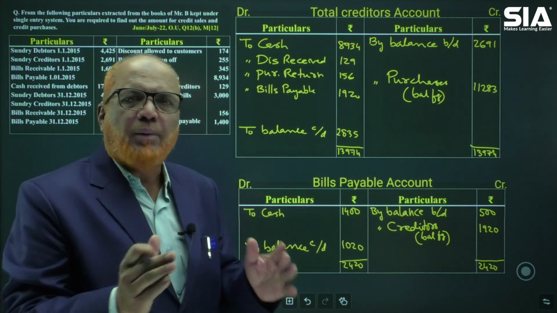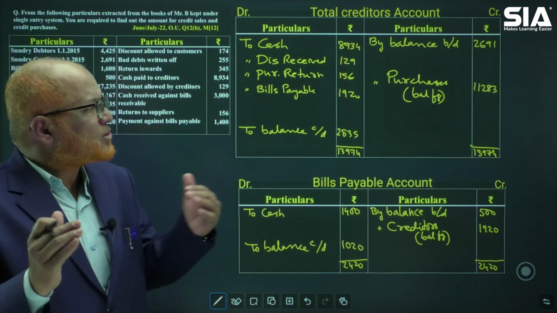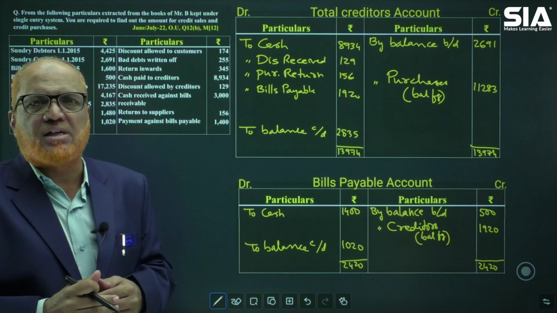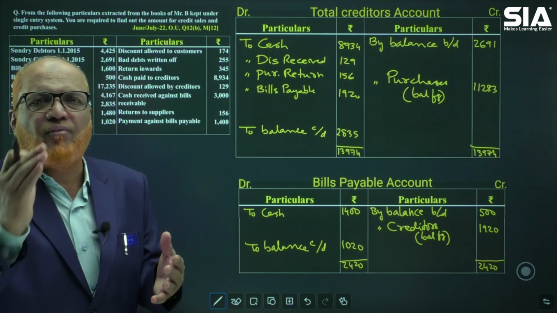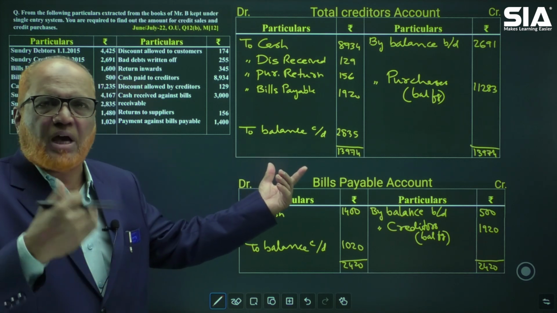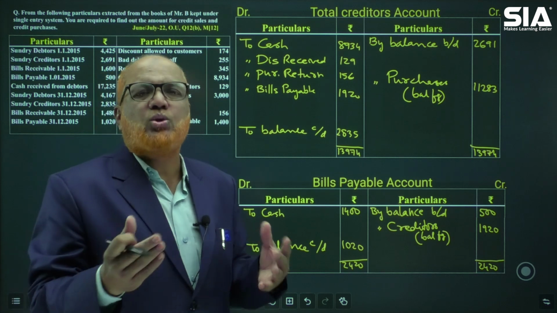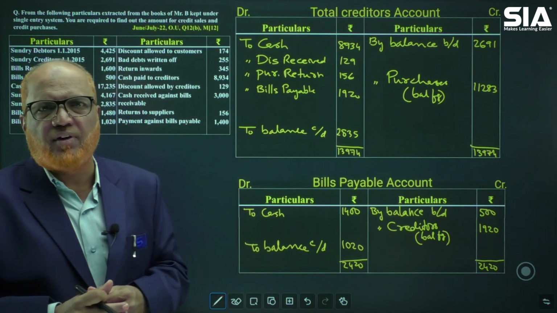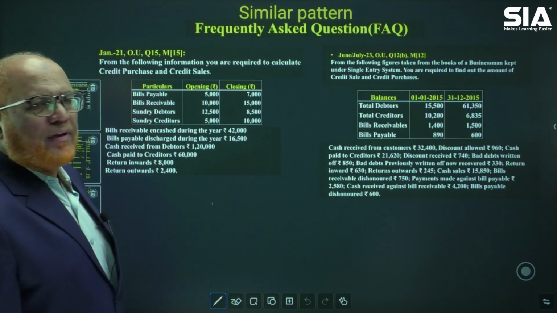But similar type of problems I'm going to explain here, which were asked in previous examinations. You can practice by following the same explanation which I have given just now. I'll show you in which examination those problems were asked. Similar pattern, frequently asked questions.